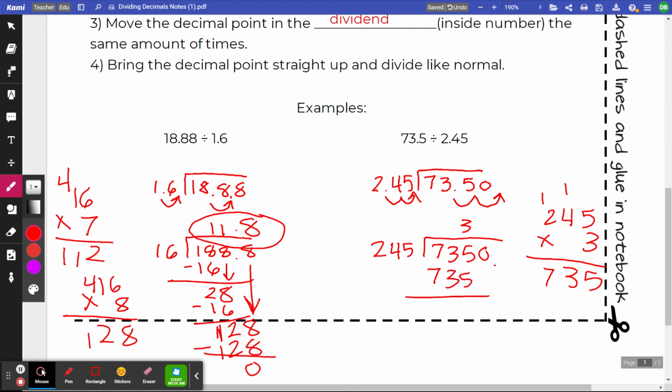Subtract, that's 0. But I've still got this 0 to bring down. So let's see. How many times does 245 fit into 0? That is 0 times. 245 times 0 is 0, and 0 minus 0 is 0. And remember, the decimal is right at the end here, so if I bring it straight up, I will see that my answer is just 30.